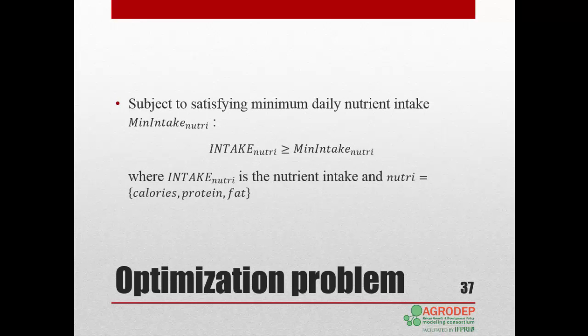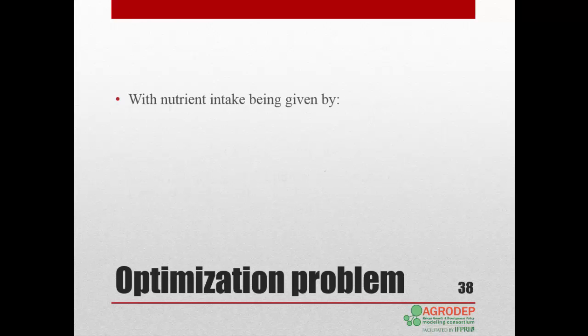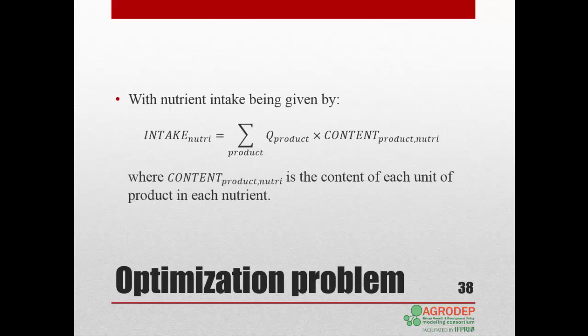So we want to minimize this cost subject to satisfying a daily minimum intake of nutrients. Minimum intake is the daily minimum requirement of nutrients in terms of calories, protein, and fat. Intake is the nutrient intake from consuming items on the menu. And Nutri is a set of nutrients: calories, protein, and fats. The daily nutrient intake from consuming items on the menu is given by the sum of all items consumed times their nutrient content, where content is the nutrient content of each item.